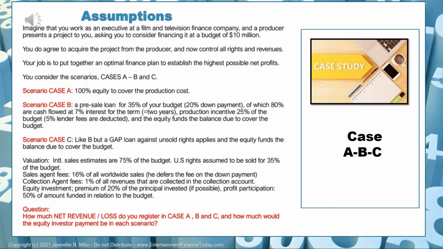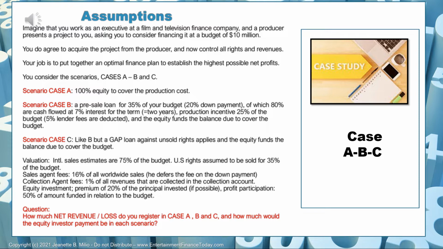We have three cases here. In case A, you would simply assume that the equity investor would cover the entire budget, meaning their investment would be 100% equity. In scenario B, you would have pre-sales done for 35% of your budget and would have those pre-sales cash flowed by a lender, assuming that the lender would cash flow 80% of those pre-sale agreements, applying an interest rate of 7% for the 2-year term. And you would also consider that the distributors who bought the pre-sale deals make a down payment of 20%.